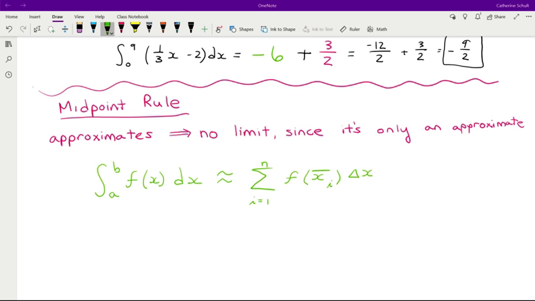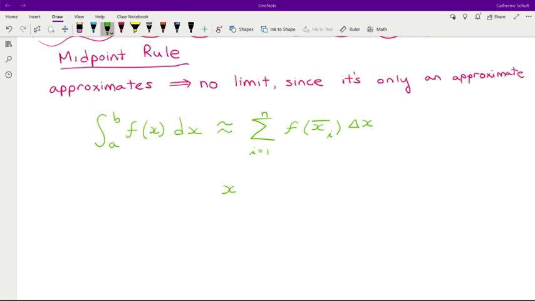And this one in particular, x bar sub i, is the midpoint of the ith interval. So to find the midpoint, you add up the two endpoints and you divide by 2. That's our midpoint formula. So this is the midpoint of the ith rectangle, and the ith rectangle is defined by this interval.